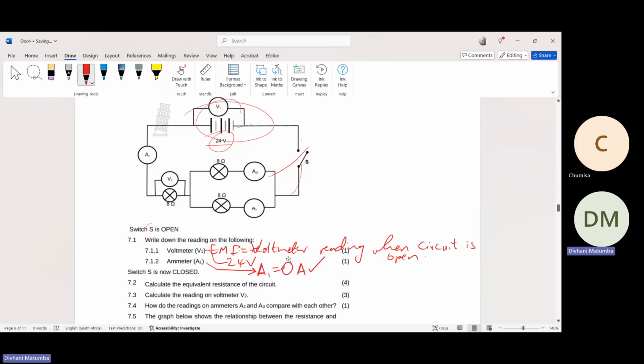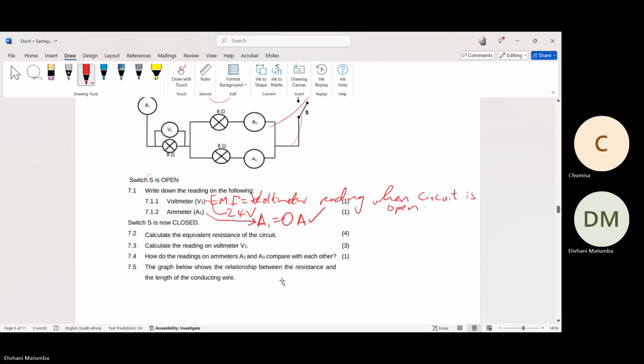There's nothing flowing, so it's 0 A. Do you agree with that? Yes, sir. Okay. Now, switch S is now closed. Calculate the equivalent resistance of the circuit.